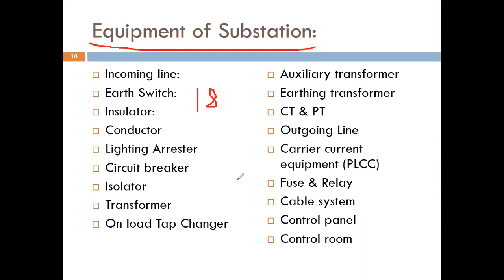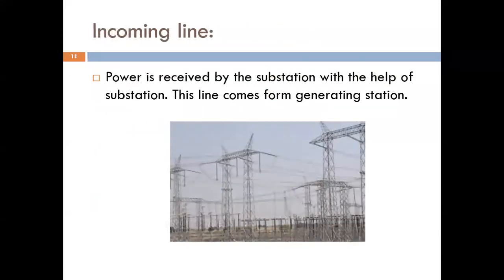Right? For example, define isolator, lighting arrestor, and circuit breaker. Explain outgoing line, fuse and relay, and earthing transformer. Write a short note on control room. So step by step, we will study each and every equipment and the main function of the equipment. Now, the first one is the transmission line.